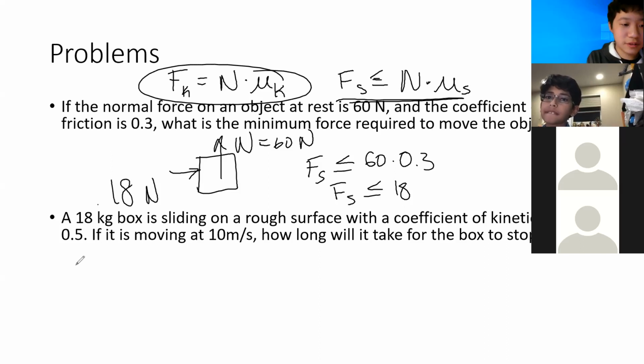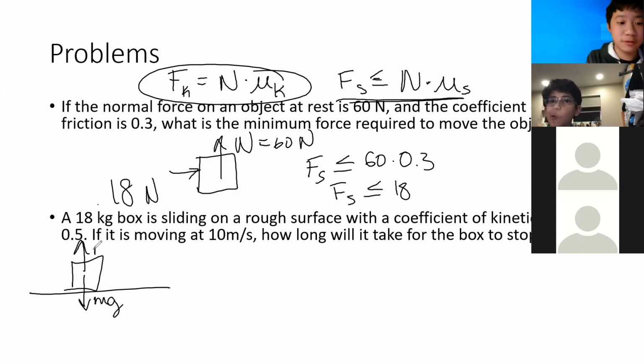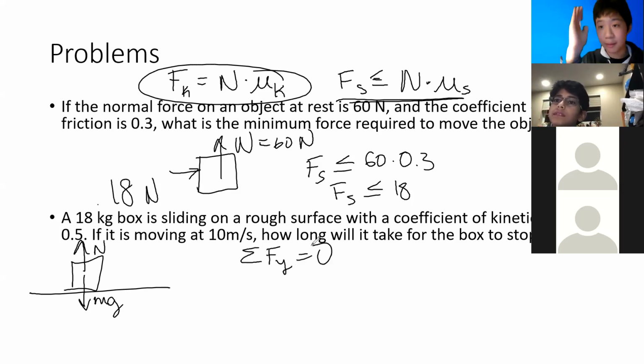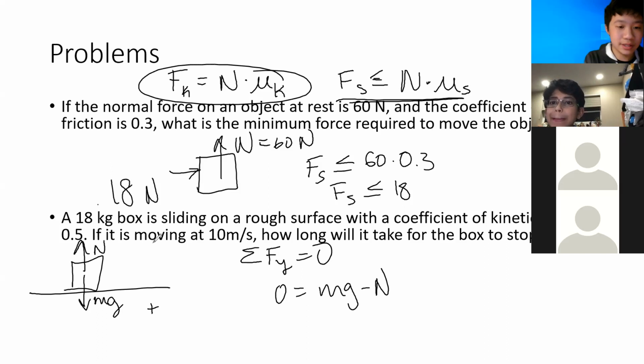So let's first look at the normal forces acting on this. We have an mg pulling it down and a normal force pulling it up. And if we look in the problem here, just to make sure, there are no other vertical forces acting on the y-axis. It's not moving up and down anywhere, so it's 0. 0 equals mg minus N, if I were to do this. So my normal force is just mg in this case.